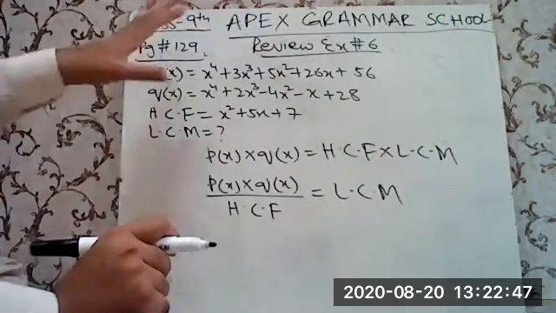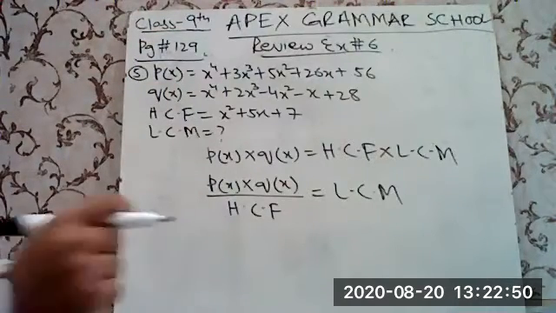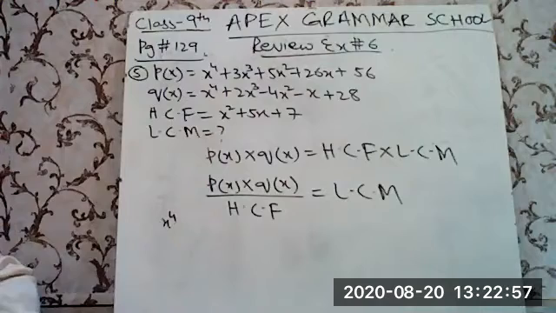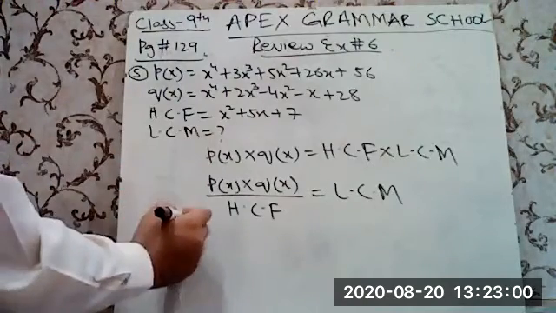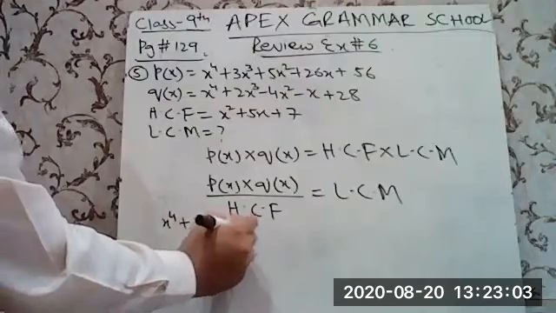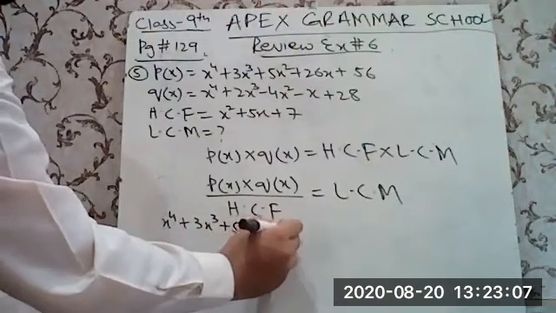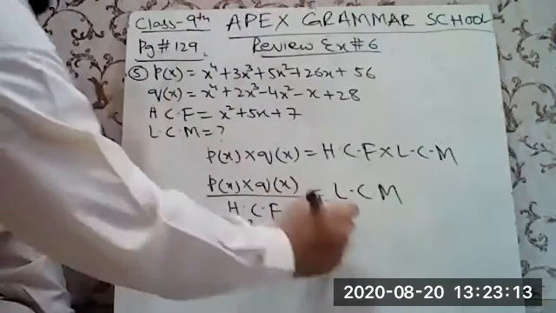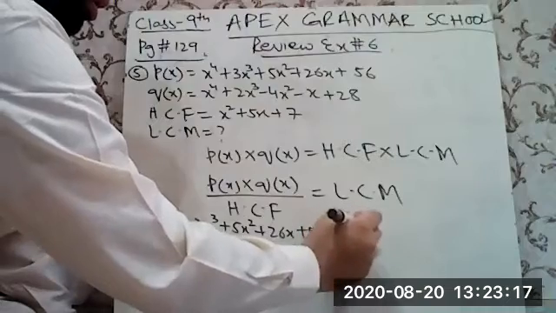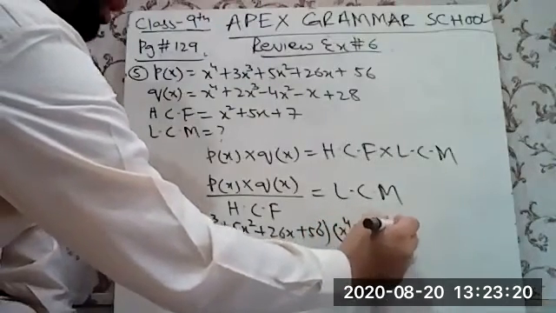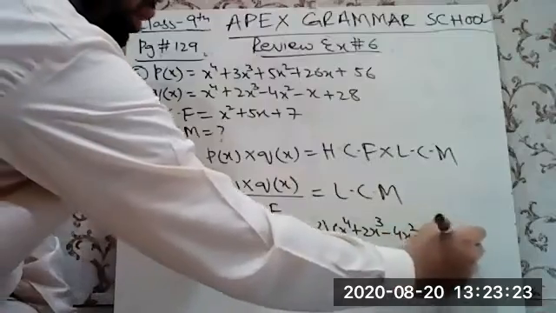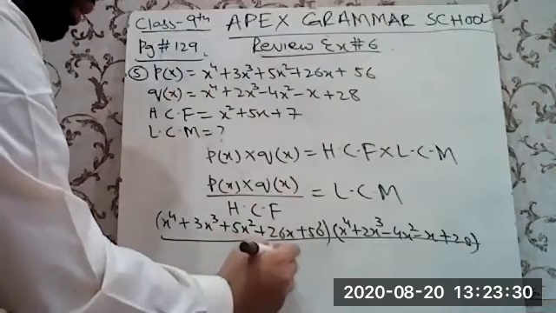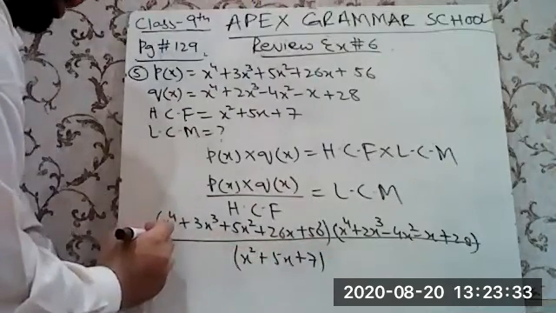So now you need to put all the values in it. The values are: p of x, that is x raised to the power 4 plus 3x cubed plus 5x squared plus 26x plus 56, multiplied by q of x, which is x raised to the power 4 plus 2x cubed minus 4x squared minus x plus 28, and it is divided by the HCF x squared plus 5x plus 7, that is equal to their LCM.